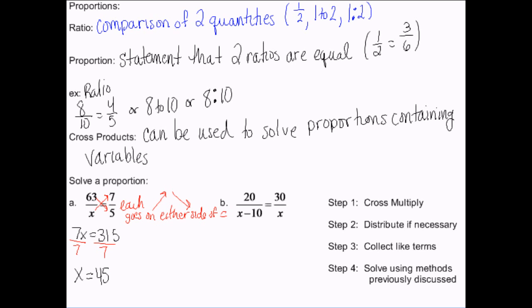If I have an expression, I can still use cross products. I'm going to do x minus 10 times 30. So the whole thing times 30. And then this 20 times x. So 30 times x minus 10, that's this cross, is equal to 20 times x, that's that cross. Then I distribute.